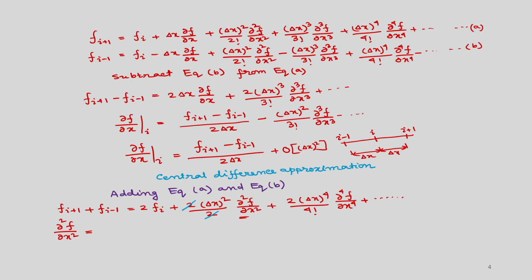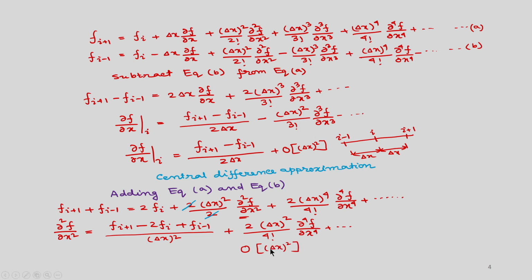you can write del 2 f by del x square. Okay. So, you can write f I plus 1 minus twice f I plus f I minus 1. Now, you divide by delta x square, okay, and the first term will be 2, as you are dividing by delta x square. So, it will be 2 delta x square by factorial 4 del 4 f by del x to the power 4 and other terms. So, the leading order term in the truncation error is order of delta x square. So, you can see that this is the order of delta x square. So, it is second order accurate.